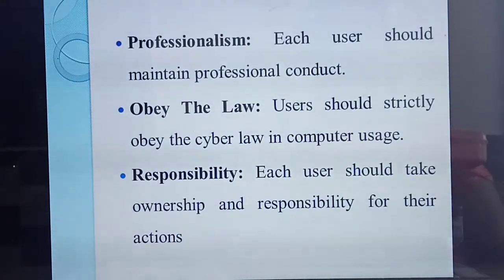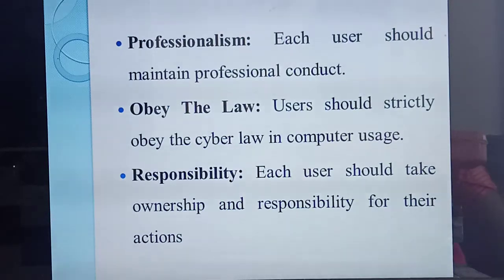Okay, so next thing is professionalism. What do you mean by professionalism? Educationally, if a person is highly qualified, we can say the person is a professional. Each user, if you are using the internet, you should always behave like an educated person. Well qualified educational persons will not open others' accounts. So professionalism means you should always maintain your professional conduct. That means you should use your own account, and do not go to others' accounts.